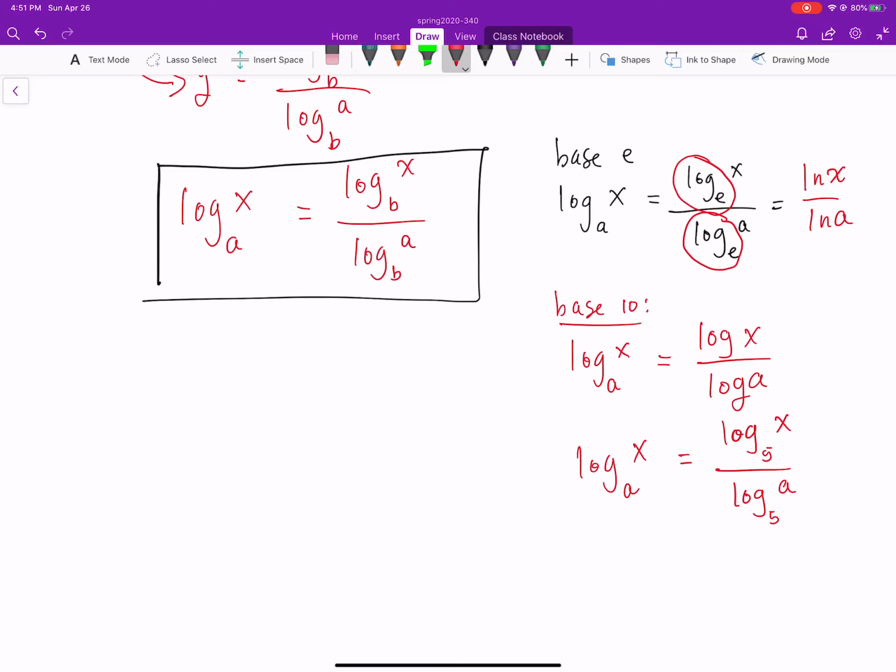All right. So in my next video, we'll run through some examples of the properties, the laws, and a change of base to get you comfortable with how you handle these.